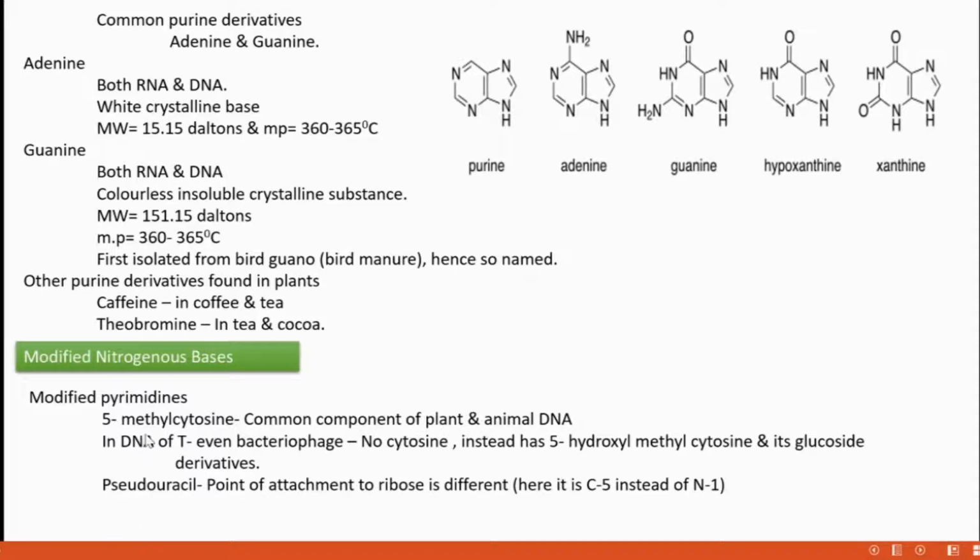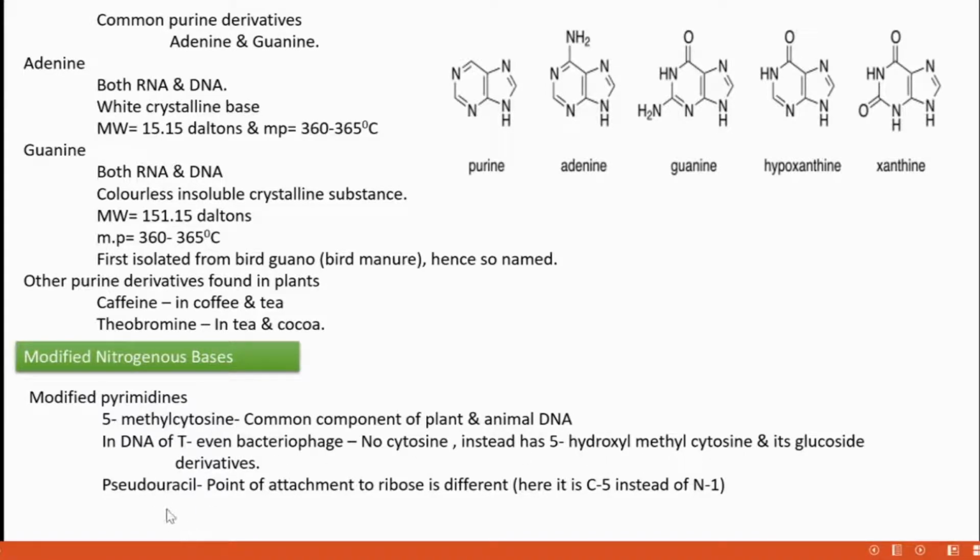Another modified pyrimidine appears in the DNA of T-even bacteriophage. Bacteriophages are certain viruses that infect bacteria. In such bacteriophages, cytosine is not present. Instead, they have 5-hydroxymethyl cytosine and its glucoside derivatives in the place of normal cytosine. So 5-hydroxymethyl cytosine is a modified pyrimidine.